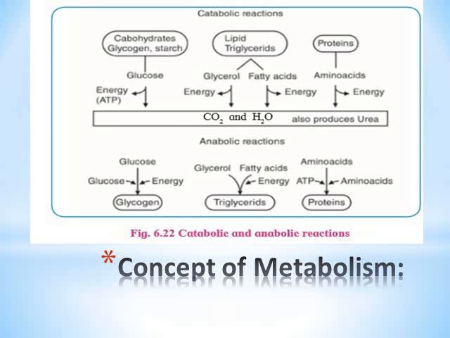While in anabolic reactions, glucose, the simple substance, is converted to form glycogen. You know, glycogen is stored in liver. Whenever there is less amount of energy in our body, this glycogen which is present in the liver is broken down into glucose. In anabolic, glucose is synthesized to form glycogen. Glycerol and fatty acid combine together to form triglycerides. Amino acids are linked to each other by peptide bond to form proteins. So these are catabolic and anabolic reactions.